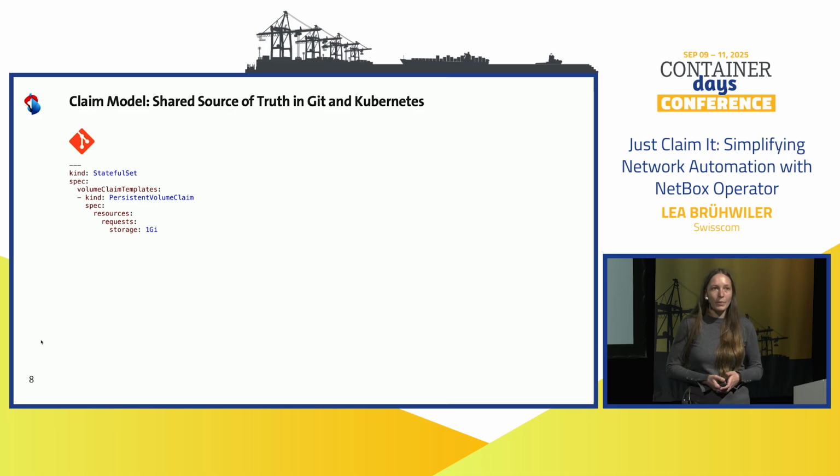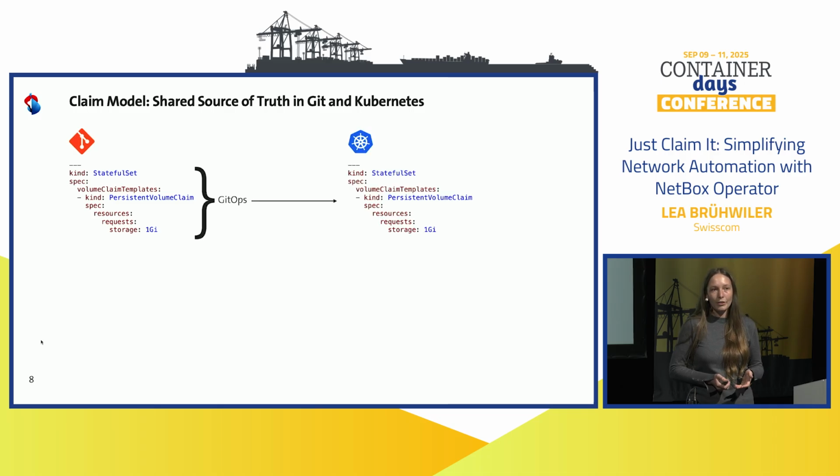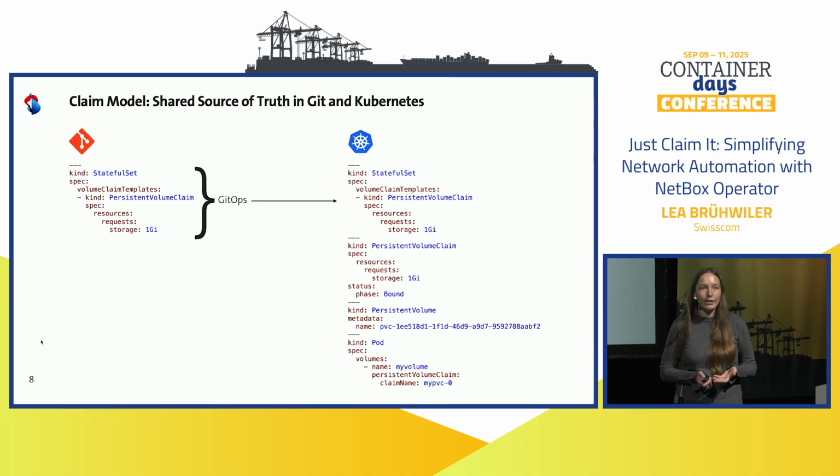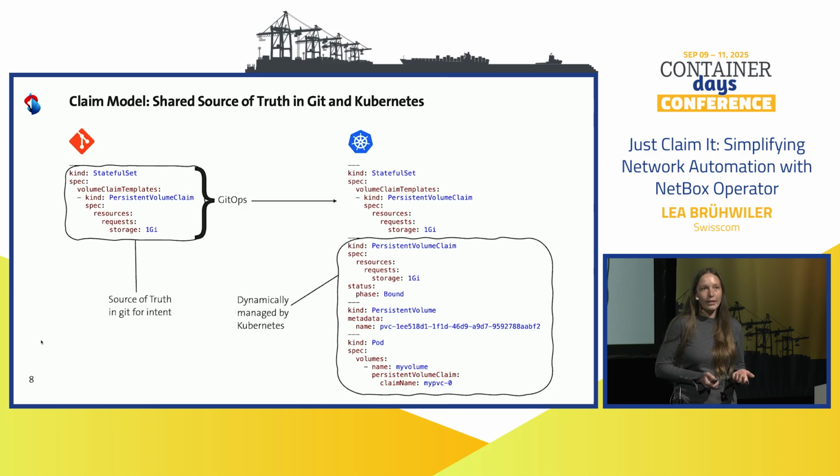So here in this example, you only have the very high-level persistent volume claim, the high-level intent in Git. And when you apply it to the cluster, the details will be handled by the Kubernetes operator. So it will create the persistent volume claim for you and automatically bind it to your pod. So you don't need to care about these IDs yourself, but Kubernetes will take care of the details. So you can see not all the data is stored in Git, but only the intent.